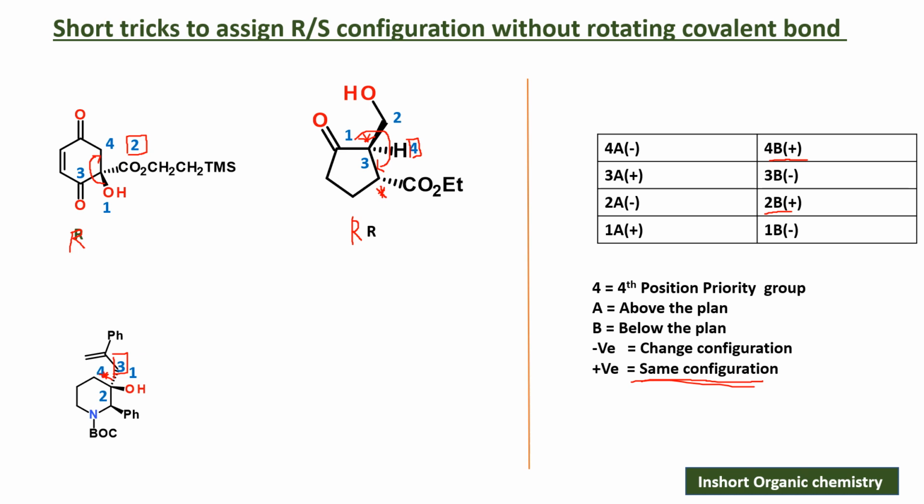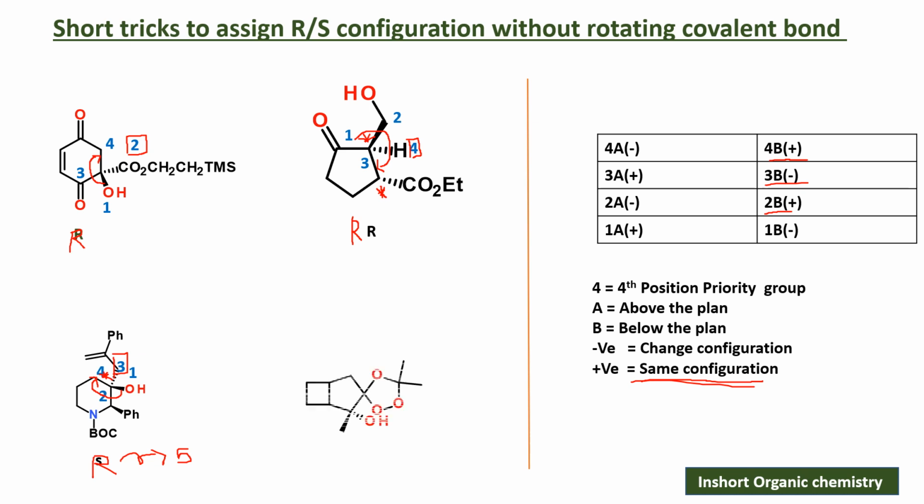So start with the first, second, fourth. So this is R. But the next step is I also have to check the sign of this third below the plane group. The third below the plane group sign is negative. So I have to change the configuration. So it is the S configuration.